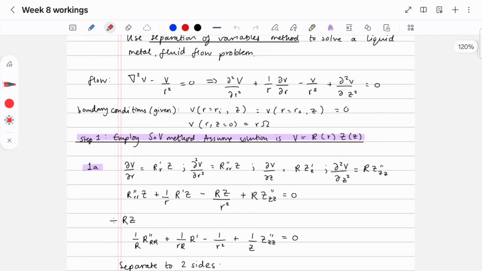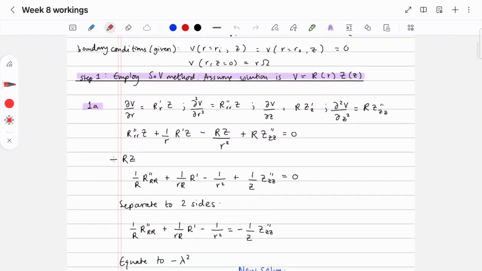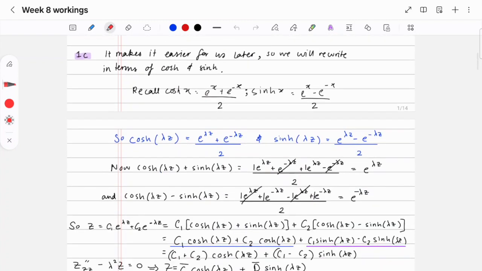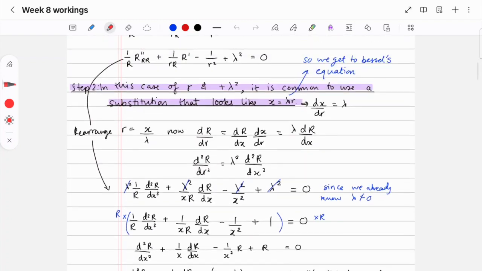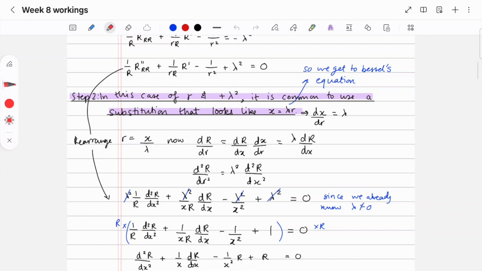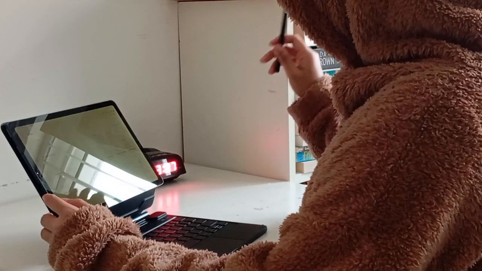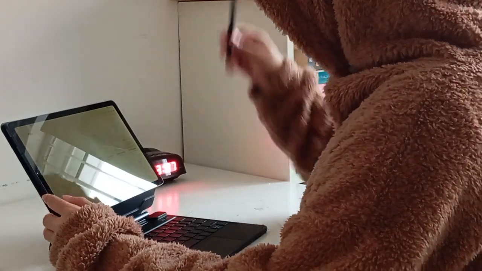So if you have, for example, week 8 workings, I've got methods now. So employing the separation of variables method, assuming the solution is that, and then I've got 1A, 1B, 1C, and the different steps that you have to do, which tells me exactly how to solve that problem. This is during the teaching weeks leading up to the exam.